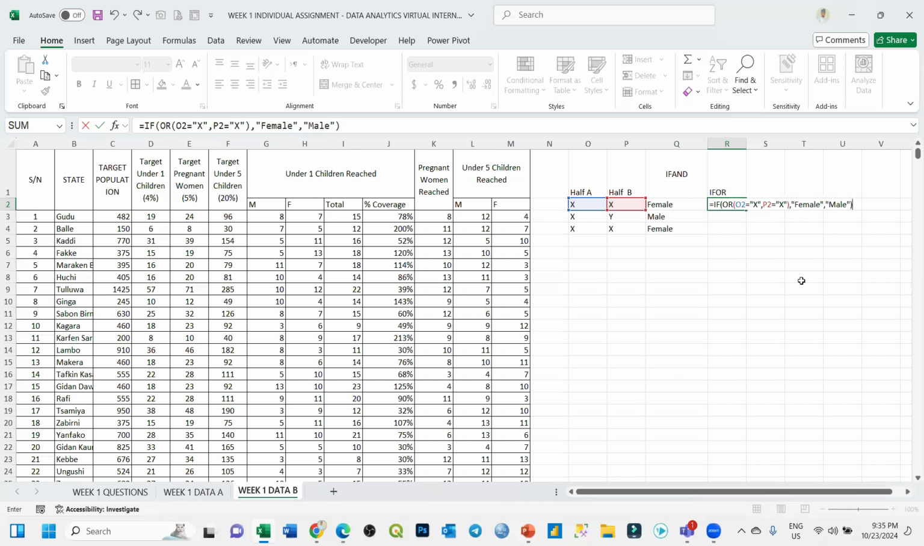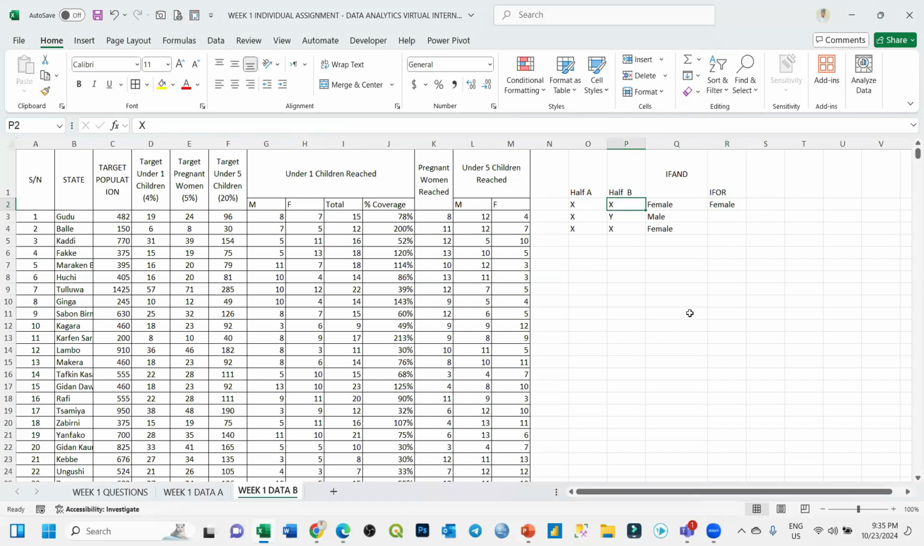What will happen now is that if either value is true, it will give us the answer, irrespective of what we have. It doesn't require all of them to be true. Even if one of them is true, it will get the answer for you. So let me press enter and see. Now you see it gives us female. If I turn this to Y, it will still give us female. You see, it still stays female under IF OR.